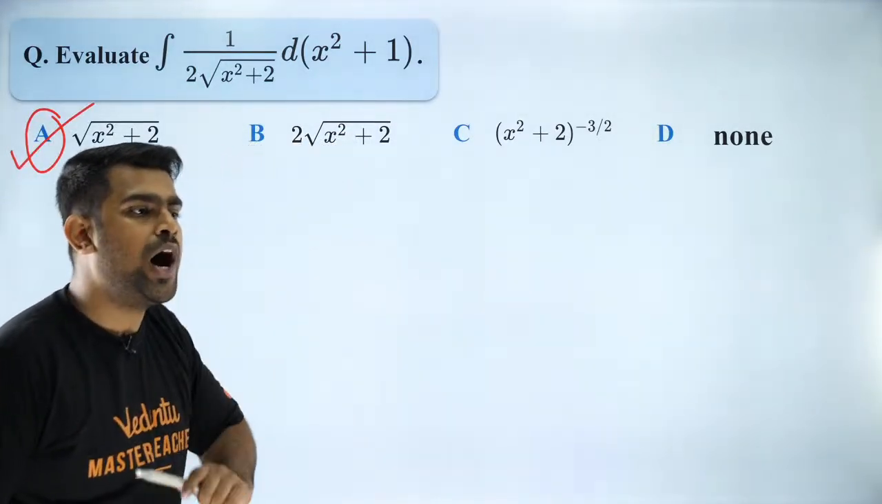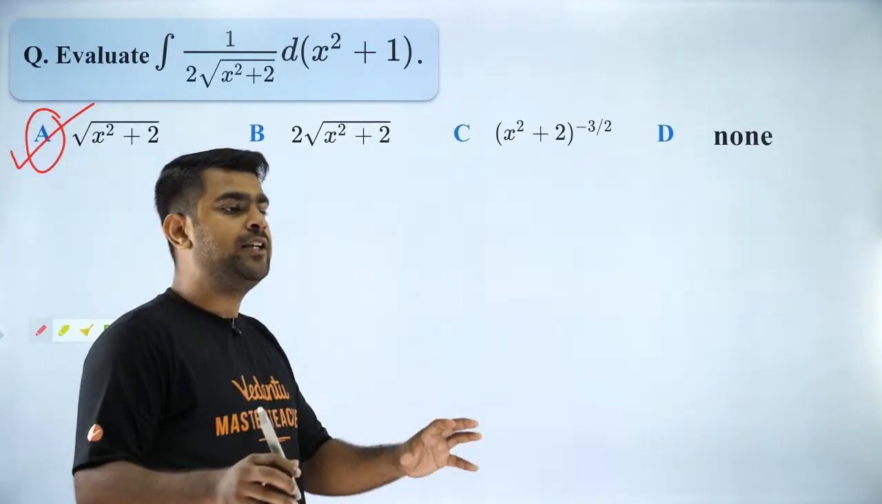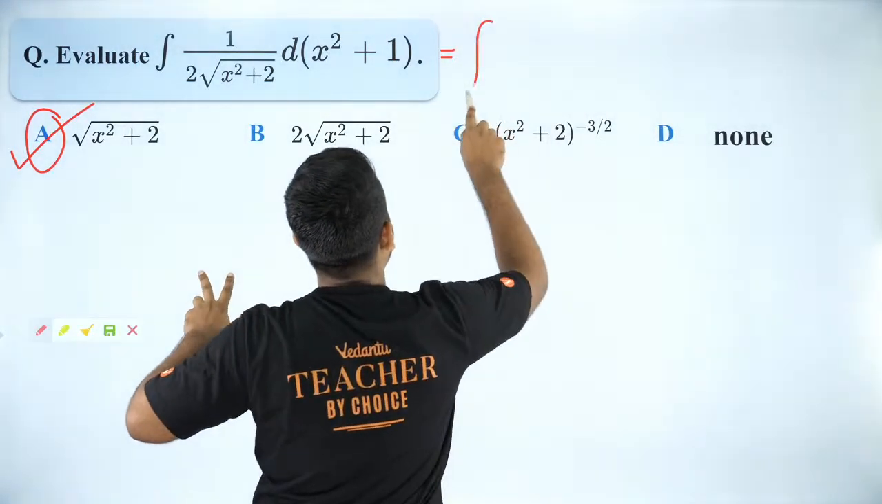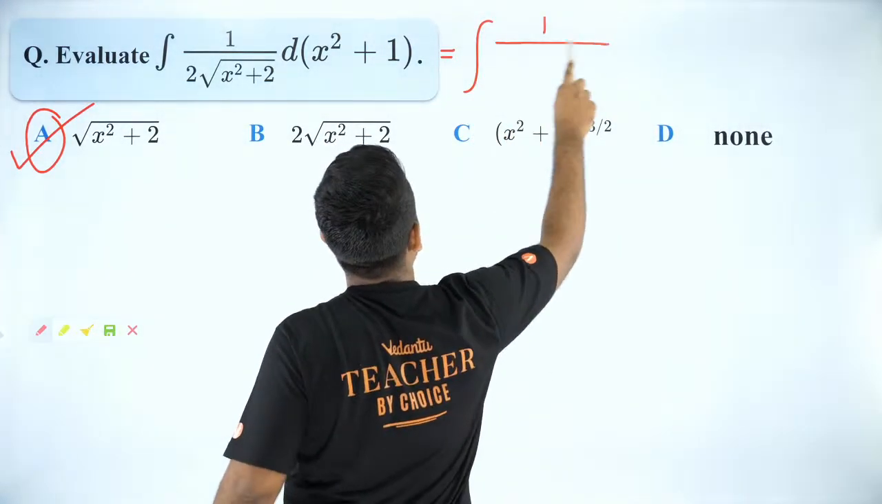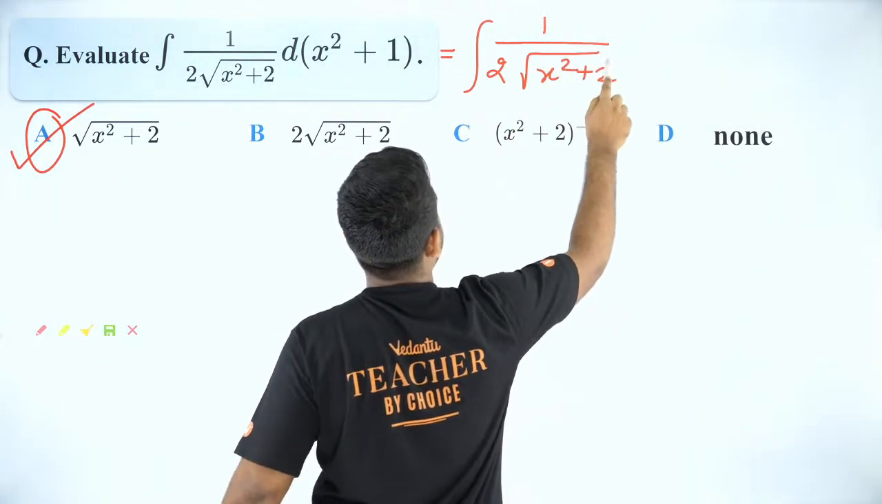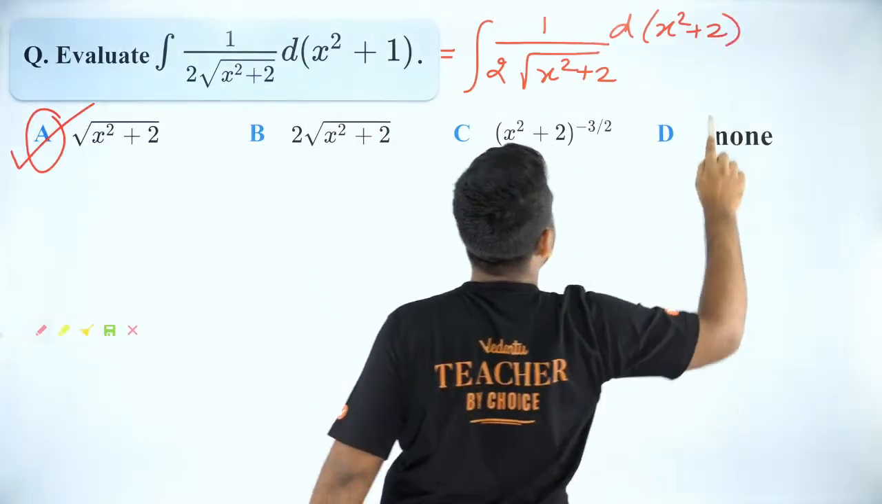And let me show you how it is done. Okay. Very good, Sonu. Very good, Barani. So guys, do you all agree? This question can be written as integral 1 by 2 root x square plus 2 into d of x square plus 2. Do you guys agree with me on that?